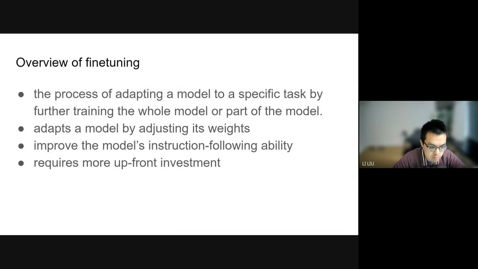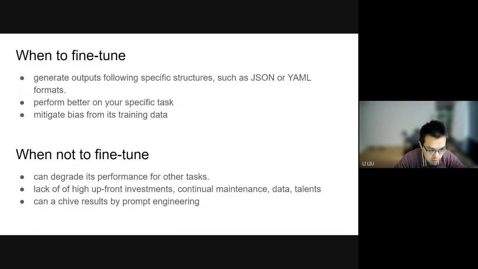The purpose of doing that is to improve the model's instruction following ability so that it can better fit our needs for specific tasks, answering questions, and performing tasks in certain domains. However, this benefit does not come for free. Fine-tuning usually requires more upfront investment, such as training the model, and this also requires a lot of computing resources, talent, and time. So this comes with a very important decision point: when to fine-tune and when not to.